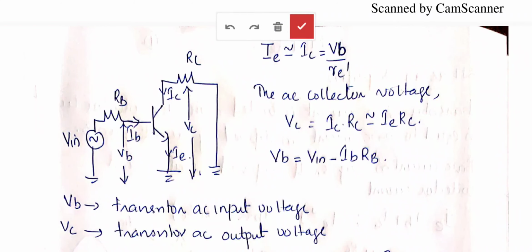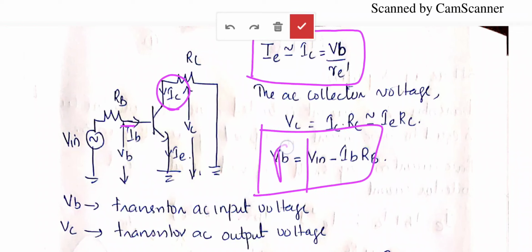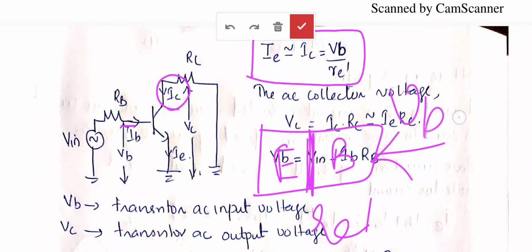So the emitter current IE, which is almost equal to collector current IC, can be written as VB divided by RE dash. So you can see here the base emitter junction is there. This is the emitter and this is the base. So across the base emitter junction we have an internal resistance RE dash. The input voltage available at the base is VB.